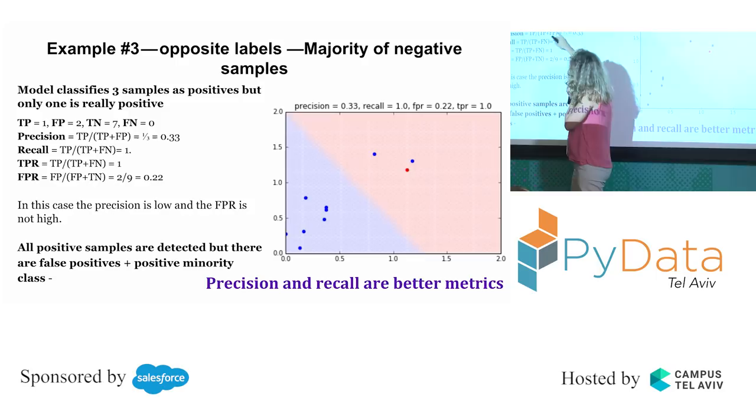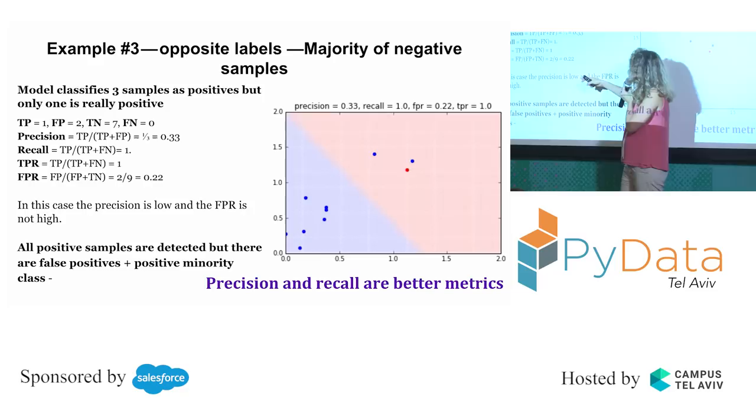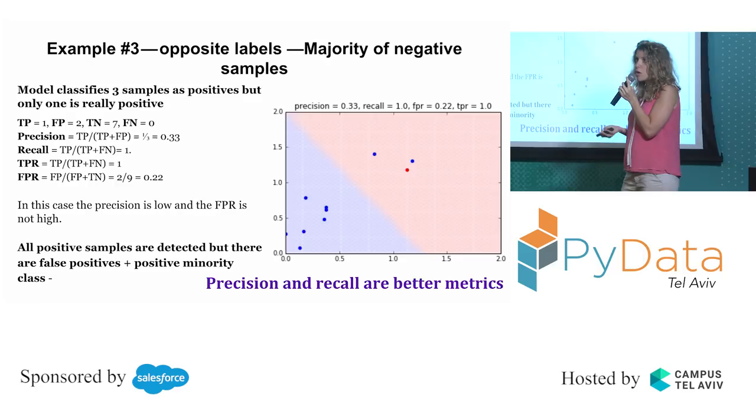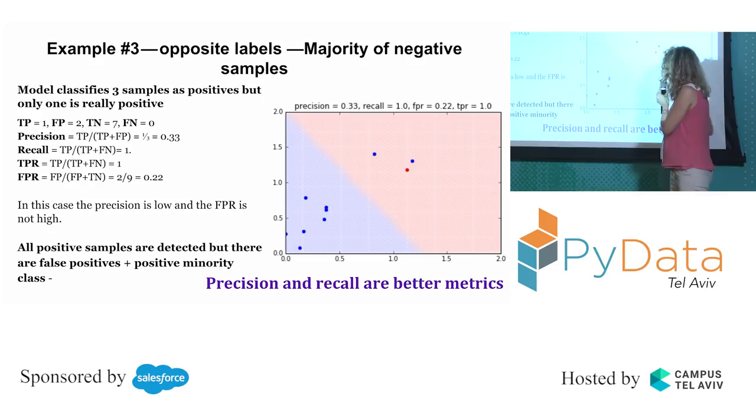The precision in this case is very low. The recall is very high, so this reflects that the model is actually not good. But the true positive rate is the recall again, and the false positive rate is actually not that high, so it doesn't say that the model is that bad. So in this case, the precision is low and the false positive rate is not high, which means that precision-recall reflects the model performance much better.